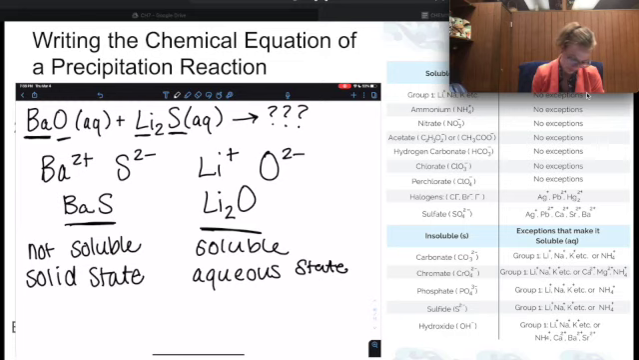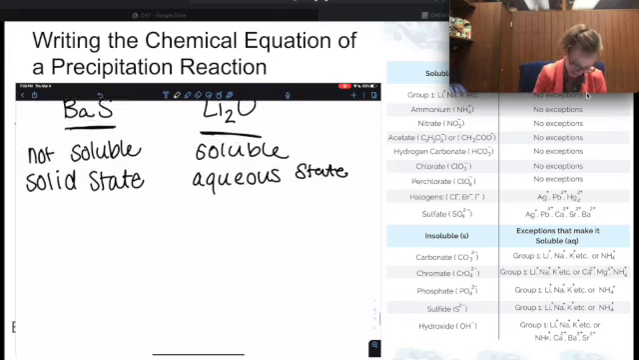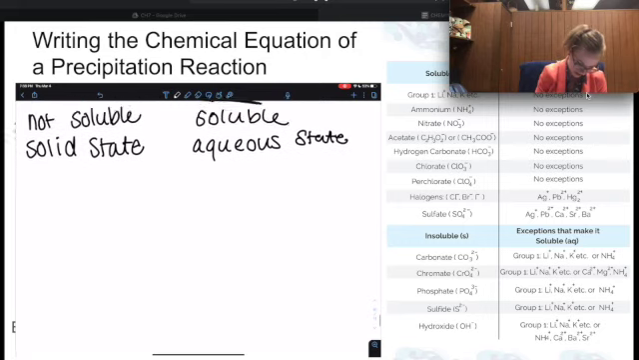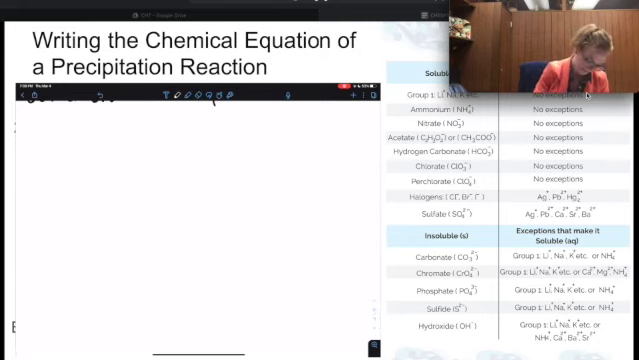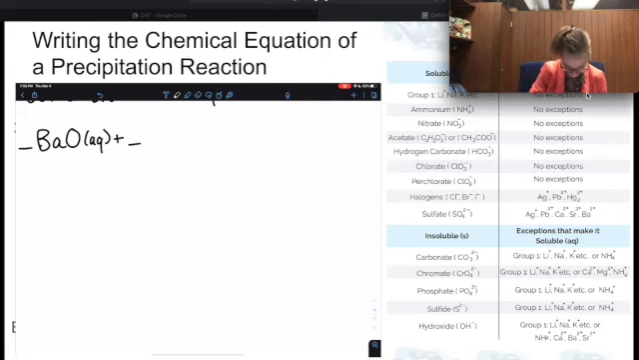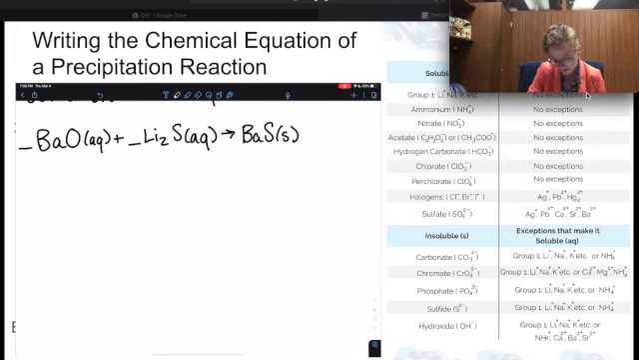Okay, now we've used our reactants to predict our products. We've determined the state of those products. We can go ahead and write out our equation. So let's do that now. So we have barium oxide in the aqueous state reacts with lithium sulfide in the aqueous state to form barium sulfide, and that was in the solid state, and lithium oxide in the aqueous state.